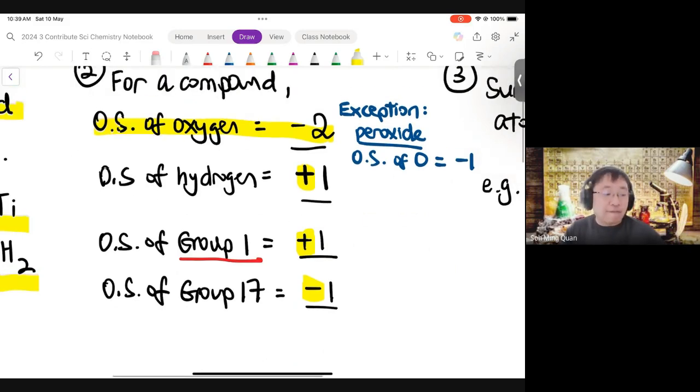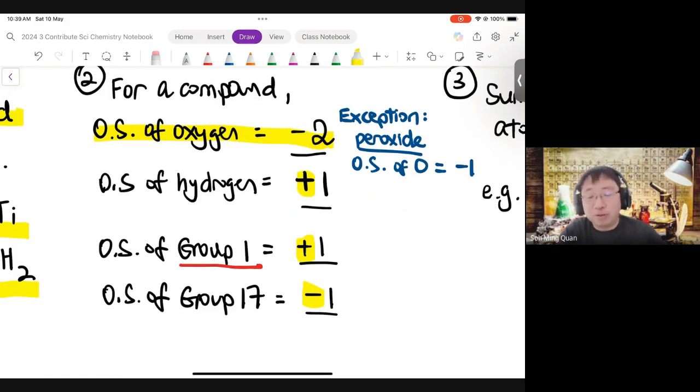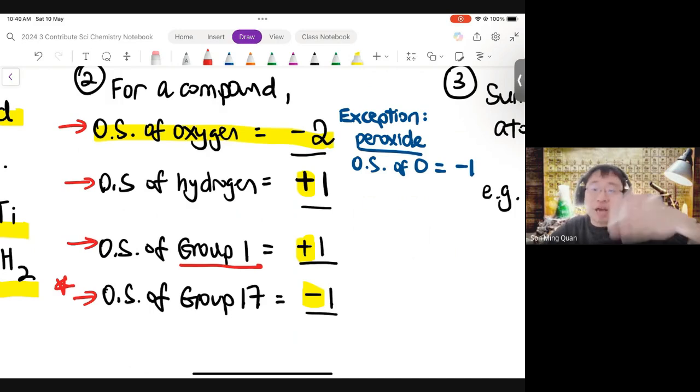Okay, now these four are very, very useful. So I strongly recommend that you learn them. But when you learn them, let's also learn them in this order. That means I will learn the rule for oxygen first, then I will learn the rule for hydrogen, then group 1 and 17. The reason I'm saying this is because of their usefulness. Generally speaking, there are very few exceptions to these rules. However, for the very last rule regarding group 17, you need to know that group 17 could have other oxidation states as well, as we will soon see.